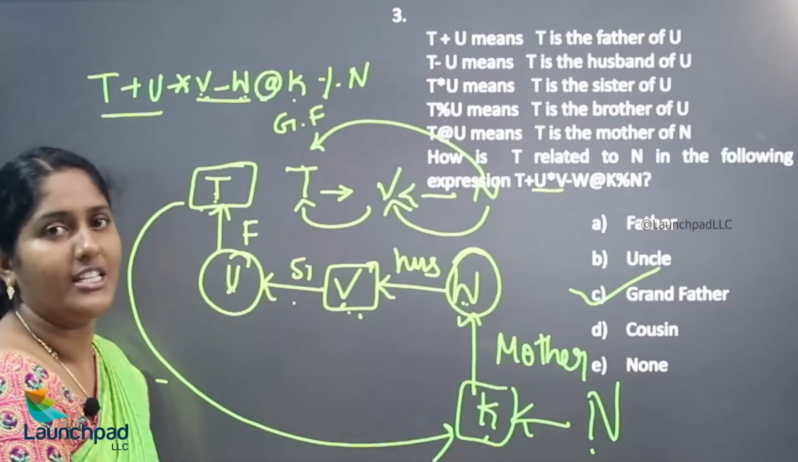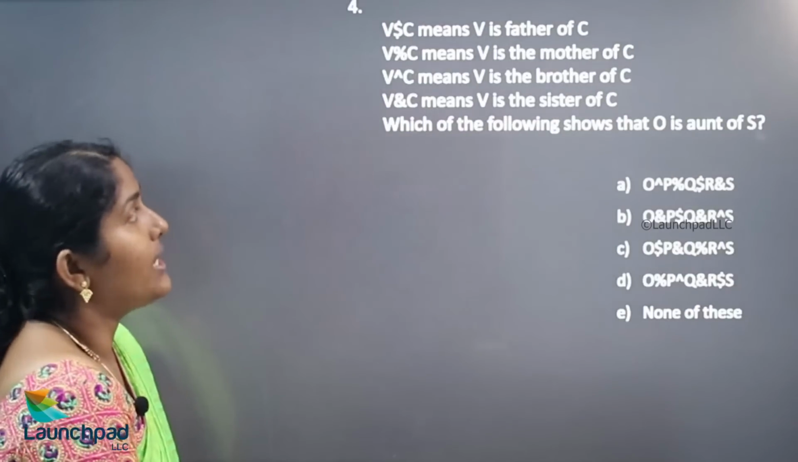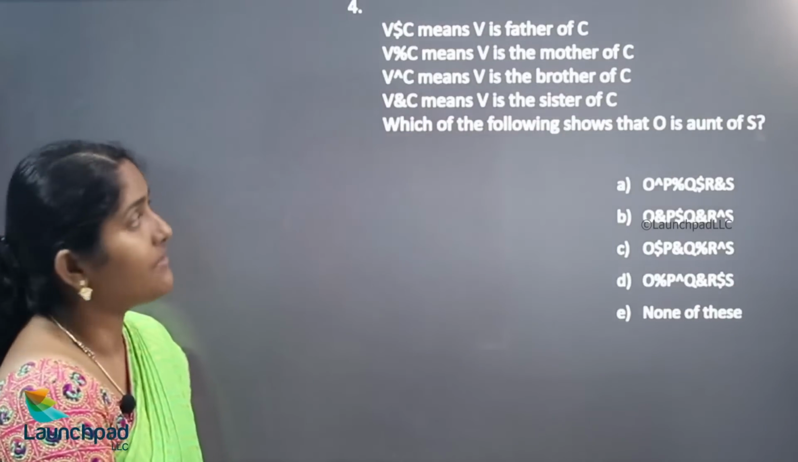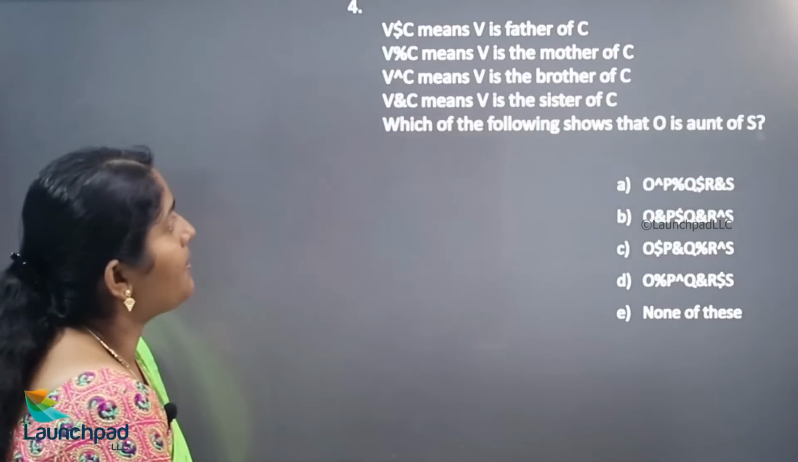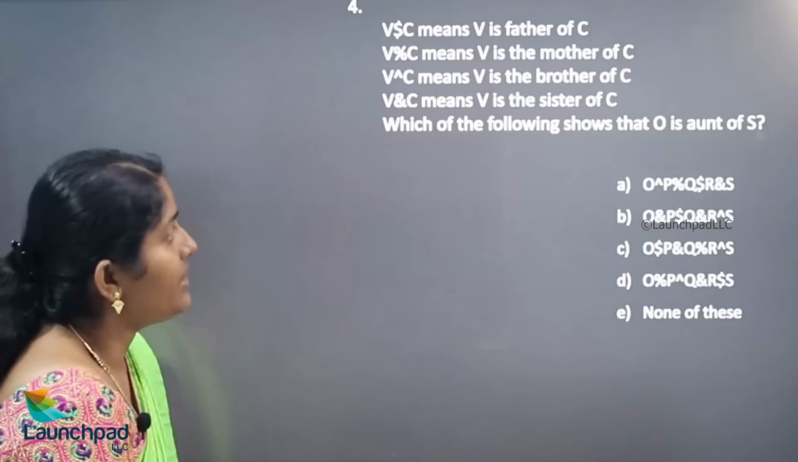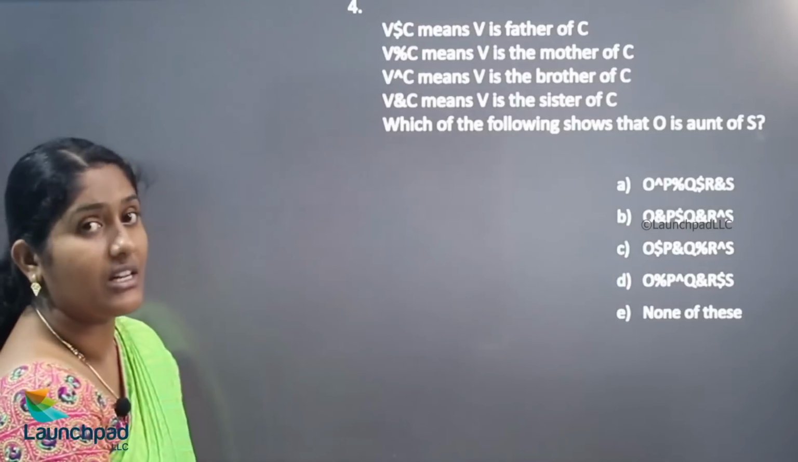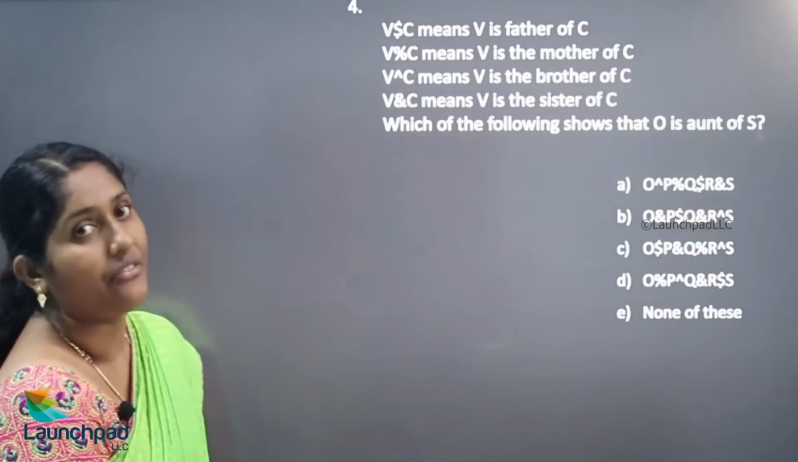We'll move on to the next question. In this question, V dollar symbol C means V is the father of C. V percentage C means V is the mother of C. V power C means V is the brother of C. V ampersand C means V is the sister of C. Which of the following shows that O is the aunt of S?